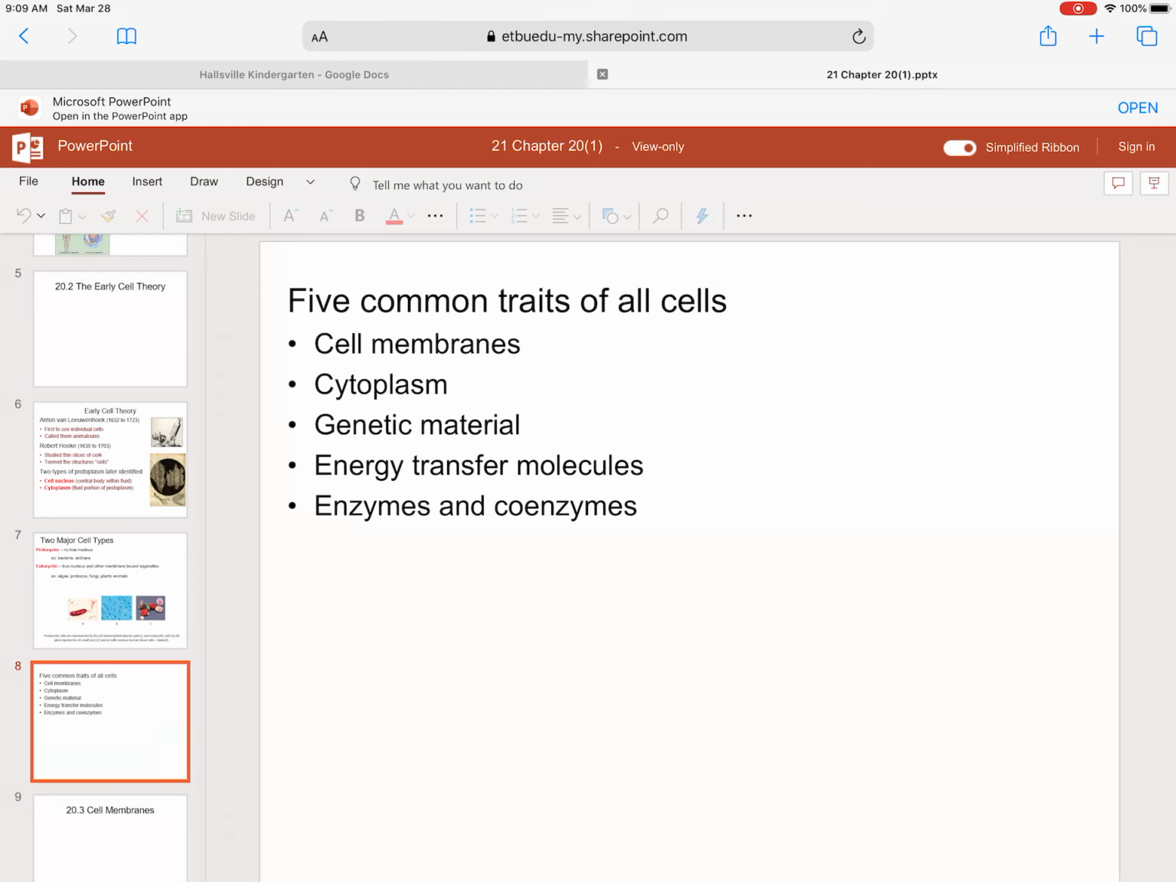They all have some sort of cytoplasm, the fluid which the cell contains inside the membrane. They have genetic material, which is necessary for reproduction and passing on genes, whether it's mitosis, meiosis, or asexual reproduction. They're going to have energy transfer molecules and then enzymes and coenzymes, which are important for biochemical processes.